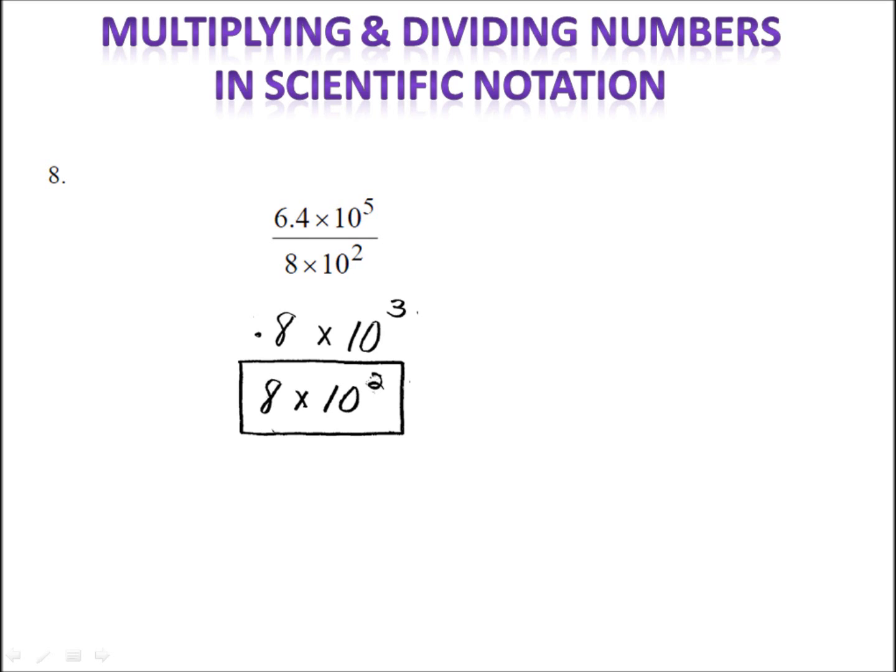6.4 divided by 8 is 0.8. 10 to the fifth divided by 10 to the second is 10 to the third. Move that decimal point to the right, and Lars tells me when I go right, I subtract from the exponent. So I now have 8 times 10 to the second.